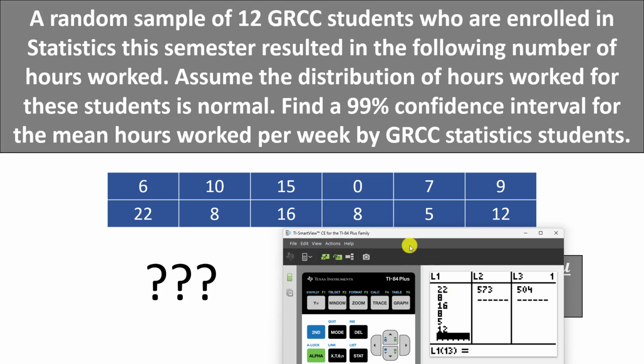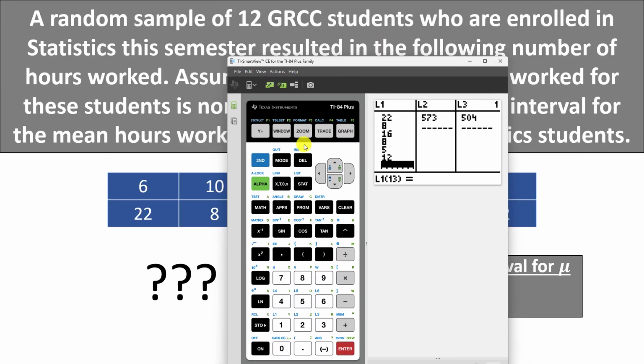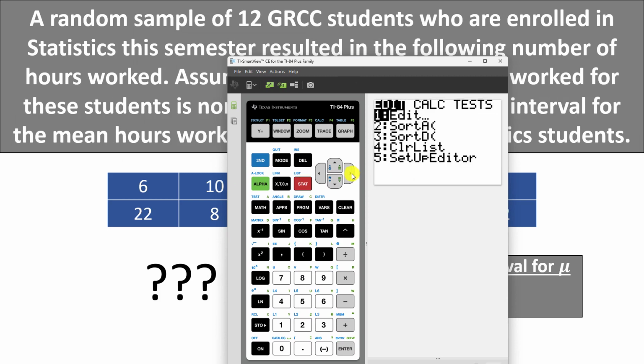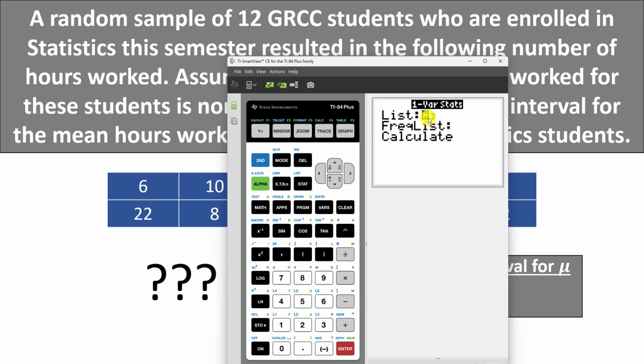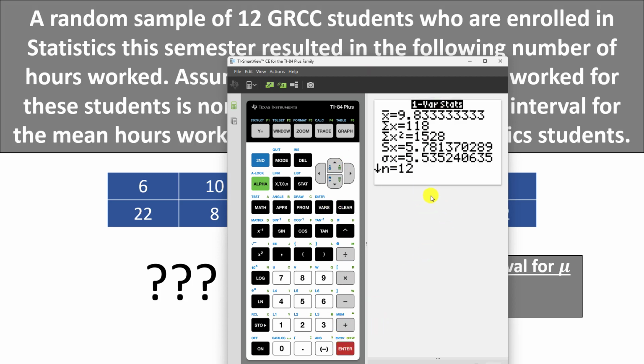And once you have all those numbers in there, you can go ahead and press Stat, arrow once to the right so that you're on the Calculate menu. Press Enter over 1-Var Stats. Make sure it says List 1. If it doesn't say List 1, press second and then 1 to change it. Then go down to Calculate and press Enter, and you will have calculated the statistics.